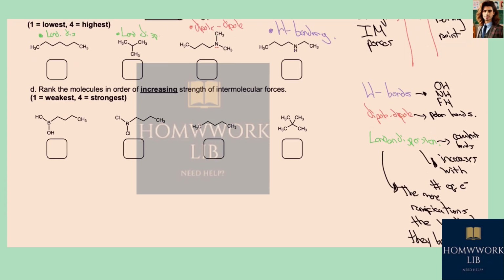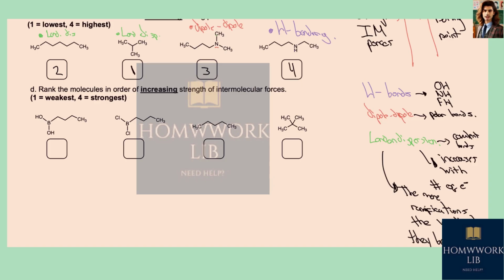So with that out of the way, we can continue with the actual question. To rank these ones in order of increasing boiling point, the one with the highest boiling point would be this one over here. Next up, we're going to have the dipole-dipole interaction, and in between the ones with the London dispersion forces, this one is going to be weaker compared to the one on the left. So there would be 2, 1, 3, 4.